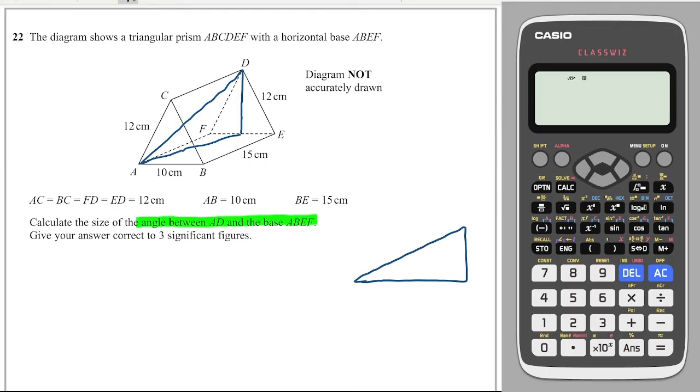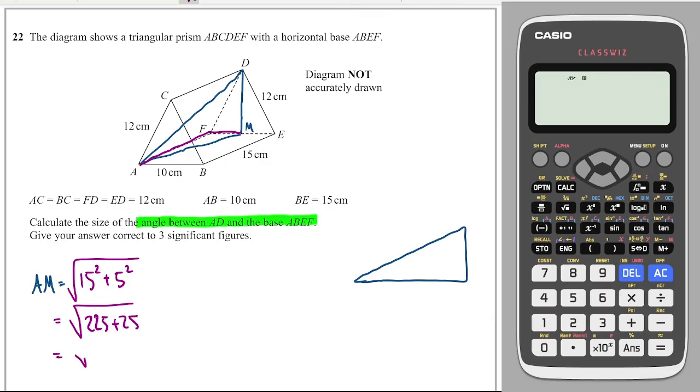Okay, so we need to find out, well, two of these sides basically. The first side I'm going to find out, let's call this capital M, the midpoint, is A to M. Now A to M is a hypotenuse of a triangle which goes 15 across, and then half of 10, which is 5. So it's going to be 15 squared plus 5 squared, and then square rooted. So this is going to be the square root of 225 plus 25, so that is the square root of 250.